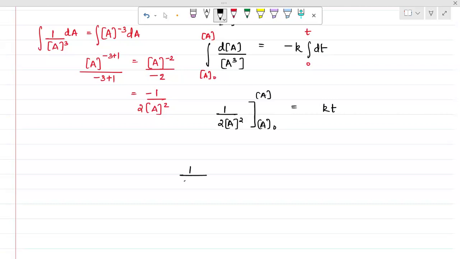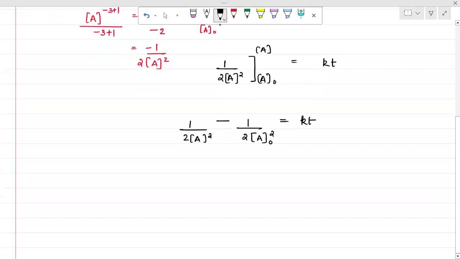1 by 2A squared minus 1 by 2a naught square is equal to kt. Equation for third order kinetics. Or 2 is common, I can take it to the other side. 1 by a squared minus 1 by a naught squared is equal to 2kt.